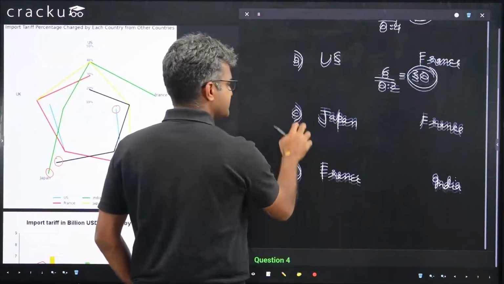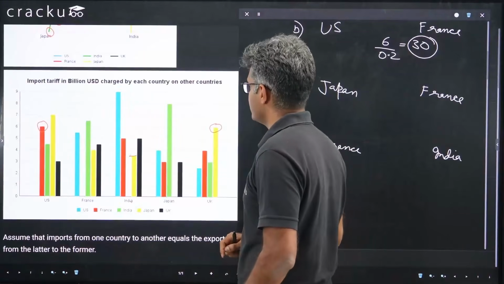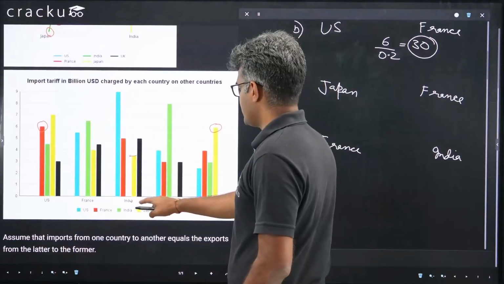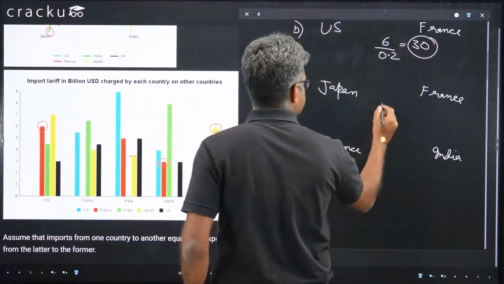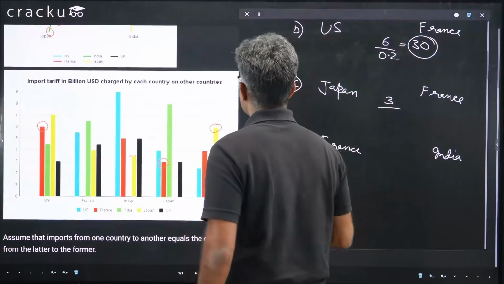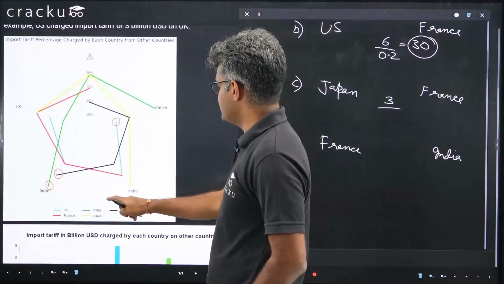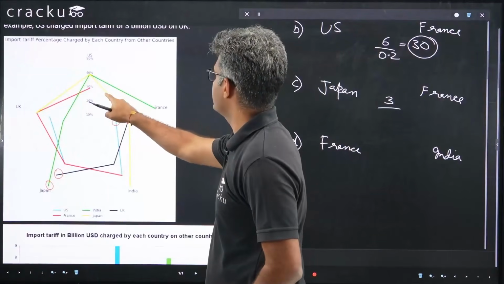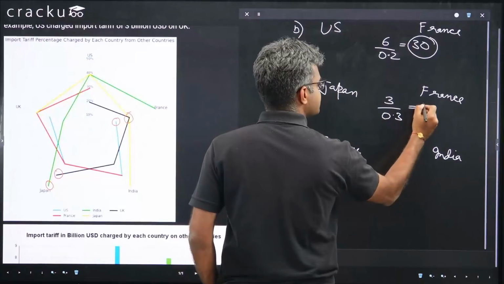What about option C? The total imports of Japan from France. What is the import tariff imposed by Japan? This is over here. Color of France is red, so it will be this one. This will be 3. And what is the tariff percentage? Where is Japan? Japan is yellow on France. It will be this one. That is 30, 0.3. So option C is 10.